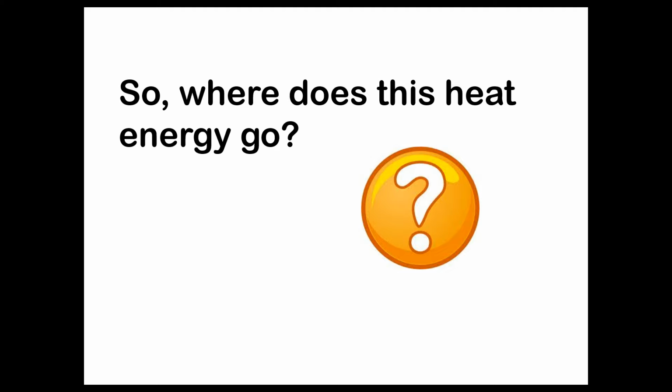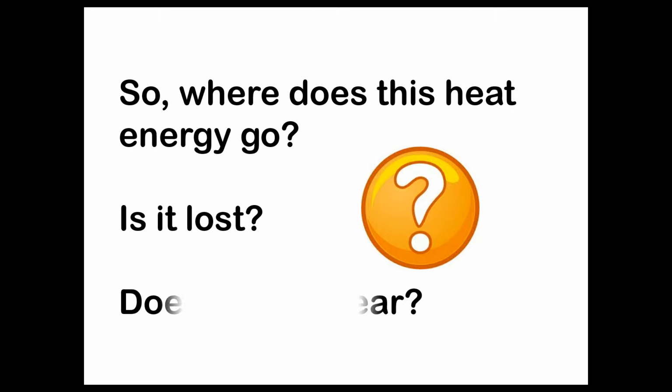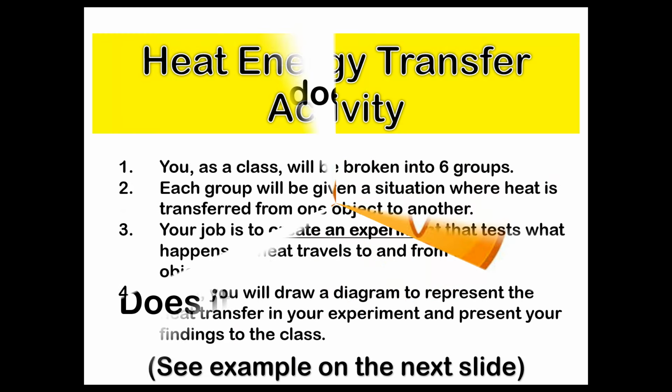So the question, where does this heat energy go? Well, it goes to other objects that are different temperatures. And we know that it's not lost because we know the law of conservation of energy says that energy can't be lost. It can't be created or destroyed. And it can't disappear, but it can move from one object to another.